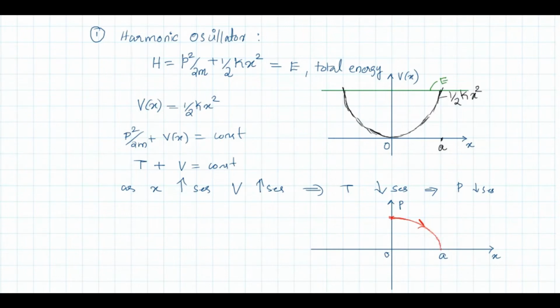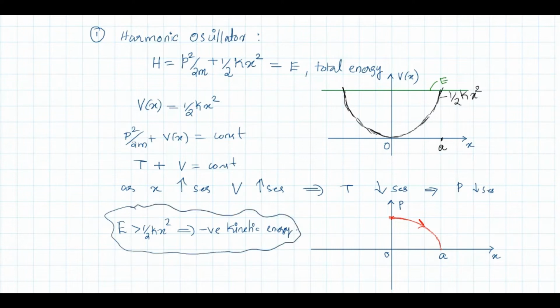Then beyond x equal to A, no physical motion, because beyond x equal to A, potential energy is greater than total energy. Potential energy greater than total energy means E greater than half kx squared implies negative kinetic energy. Negative kinetic energy means momentum should be imaginary. It's not possible. So no motion possible beyond x equal to A. So x equal to A is the extremum value.